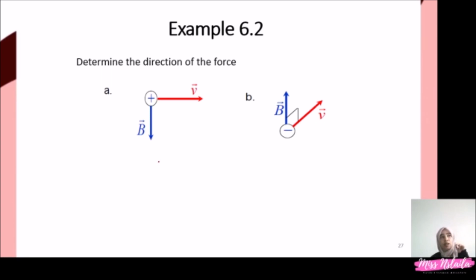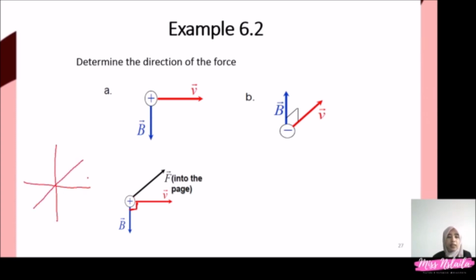Method 3, if positive, use the left hand, F, B, V. So V to the right, B downward, F will be into the page or into the screen. V and B are 90 degrees, so F is not upward to the right, no, it is actually into the page, because it is difficult to show in 3 dimensions. Or if I use an XYZ axis, X, Y, Z. So B will be directed downward.